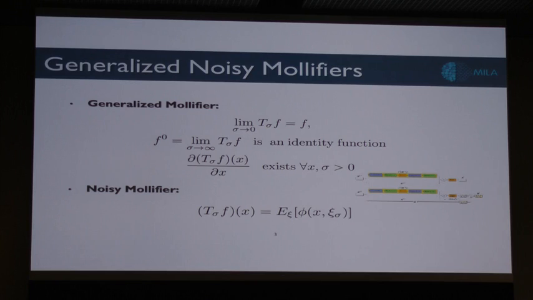In this generalized modifier, for example, we have the operator T sigma, and as sigma goes to zero, you get the original target function F, and as sigma goes to infinity, you get the identity function. Another property is that T sigma of F with respect to the input should have a gradient defined, to be able to backpropagate through the network. We also use a noisy version of the modifier, and in our previous work we observed that using the noisy version, we also get some better generalization.